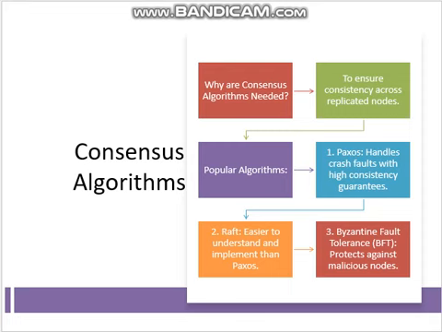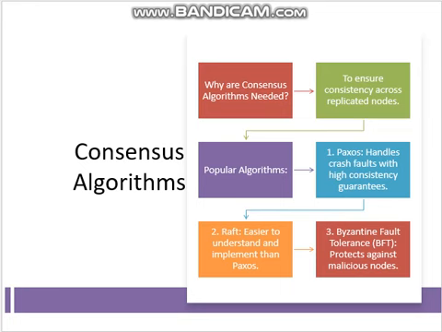So in this slide, we will discuss what is a consensus algorithm. In distributed systems, nodes must agree on a single state or decision even with faults. This is critical for maintaining consistency. So we have other popular algorithms as well, such as Paxos, which is known for its robustness. It ensures decisions are made despite crash faults.